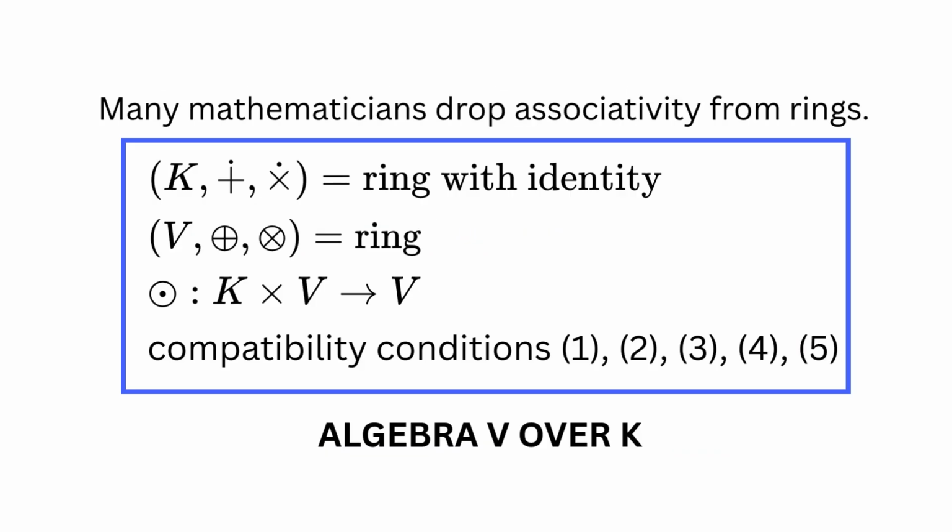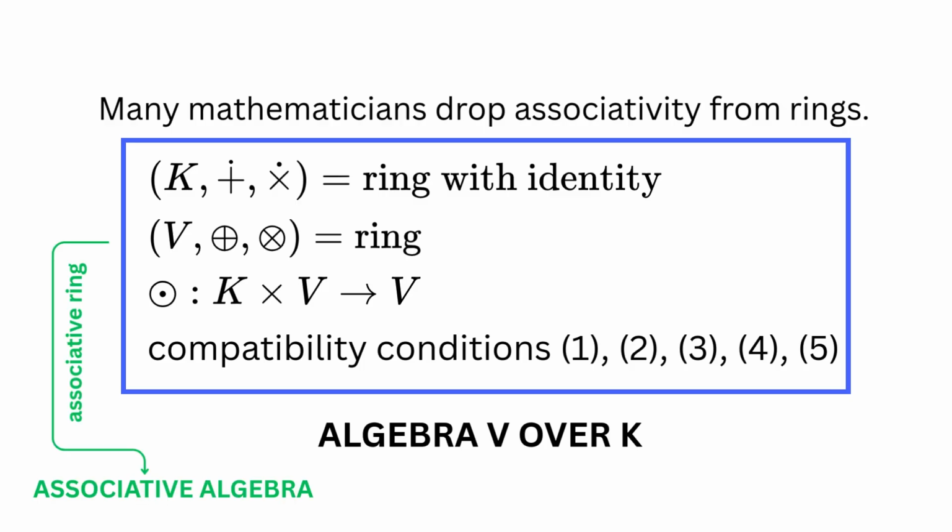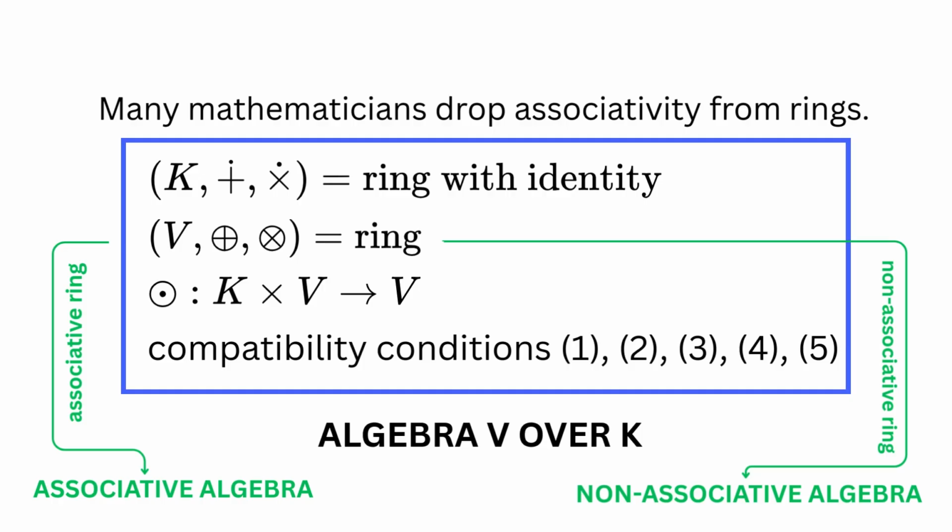In Lesson 3, I have commented that some mathematicians drop the associativity of the multiplicative operation in the ring to allow for non-associative rings. Similarly, we can talk about non-associative algebras. I will leave non-associative algebras as a topic for a future video.